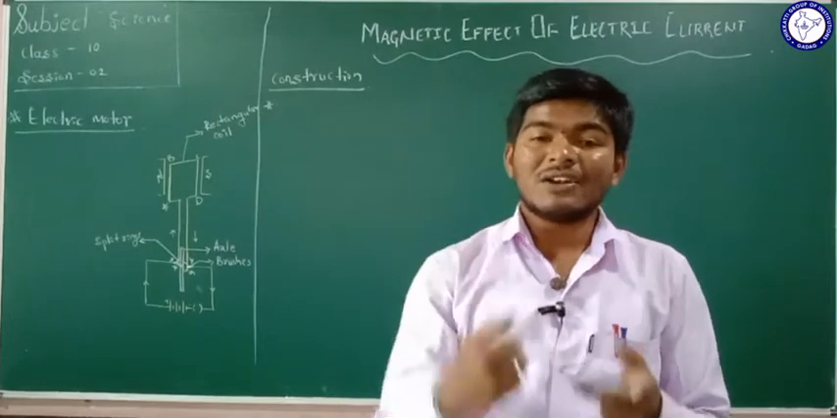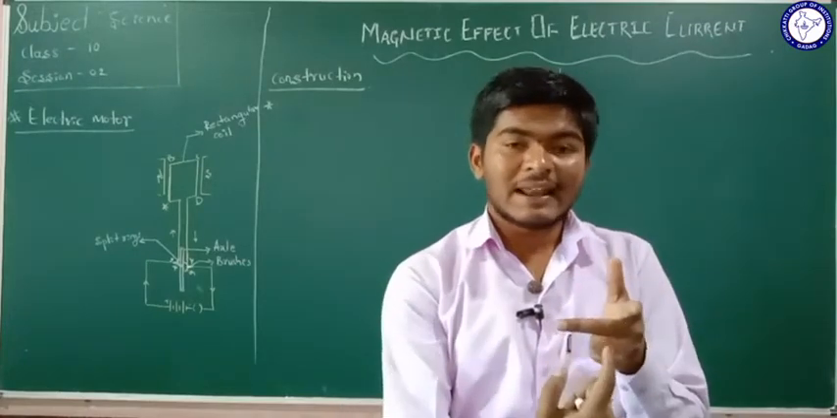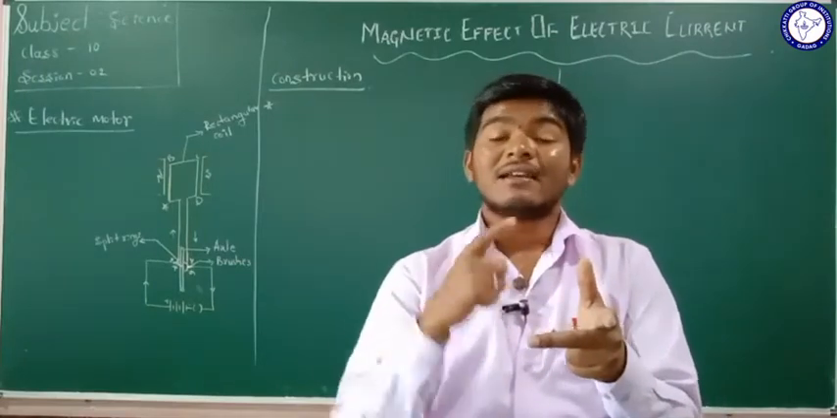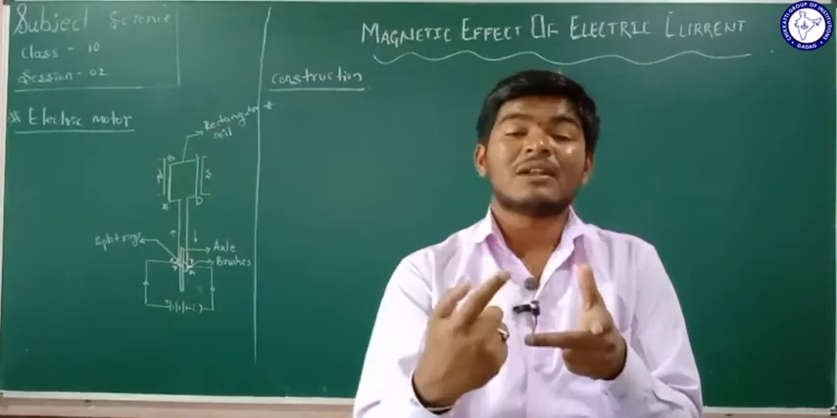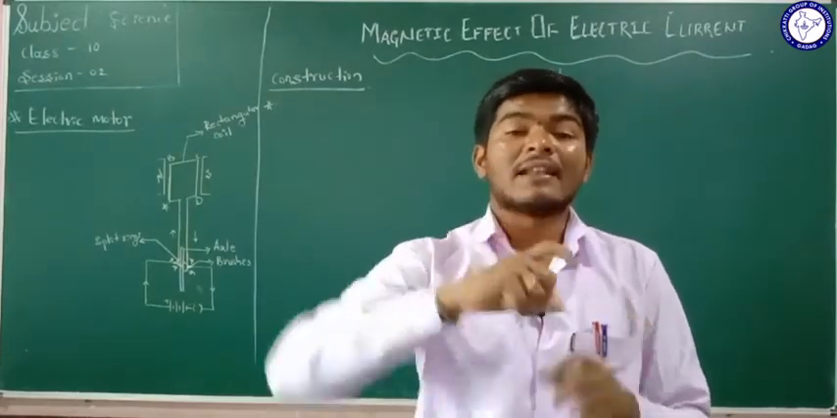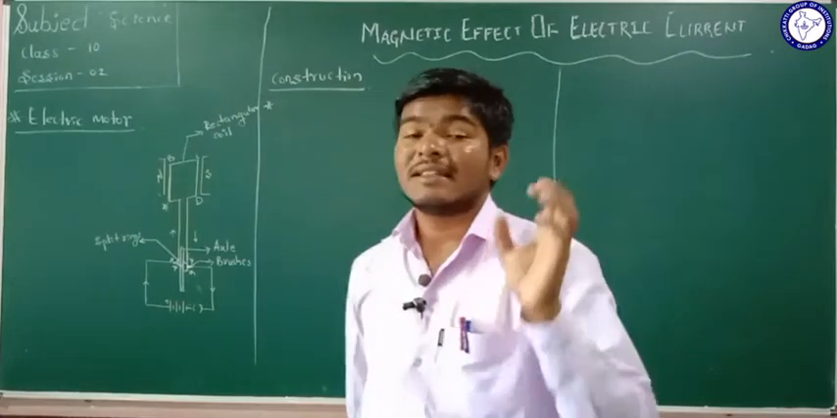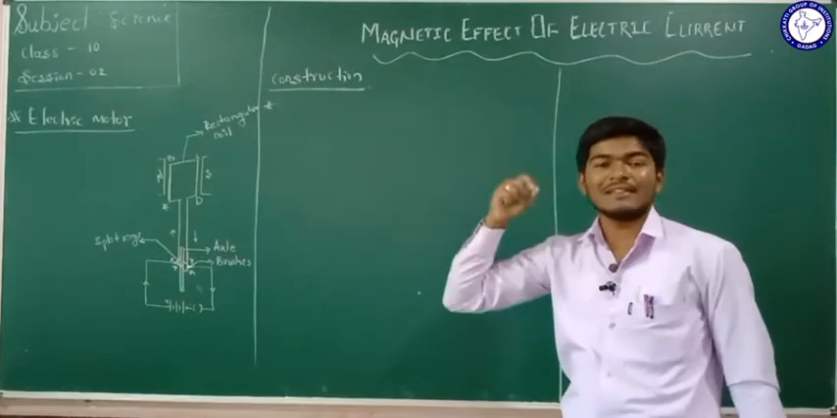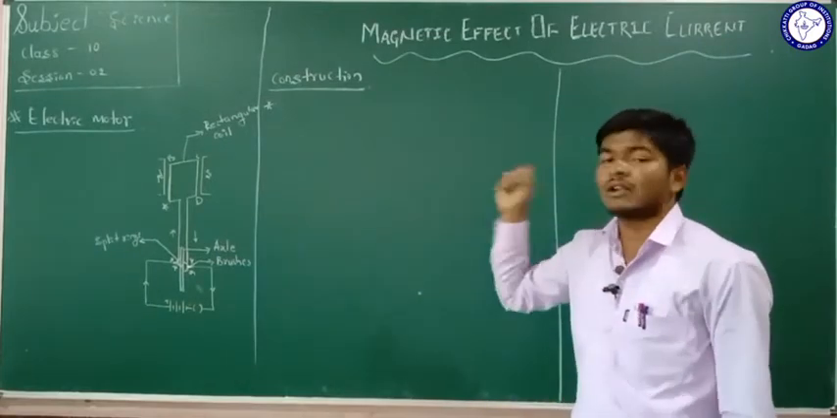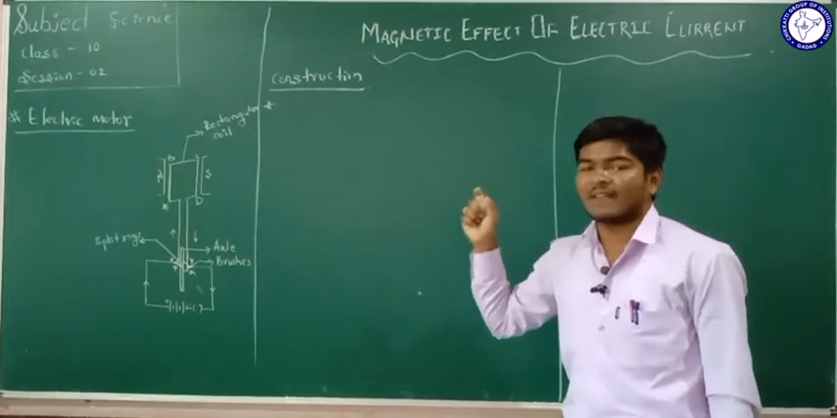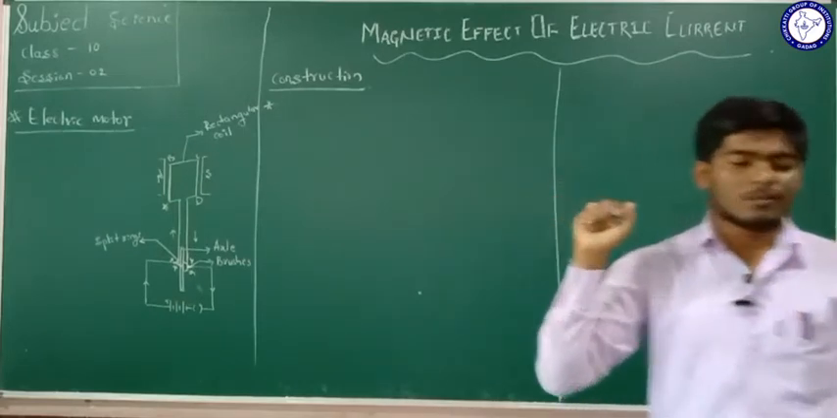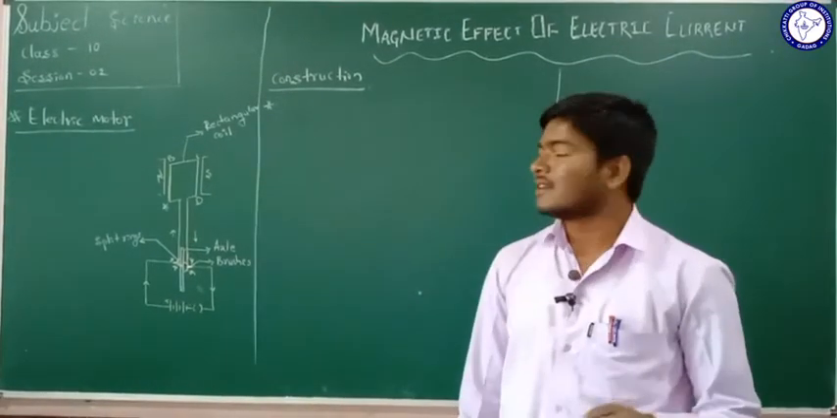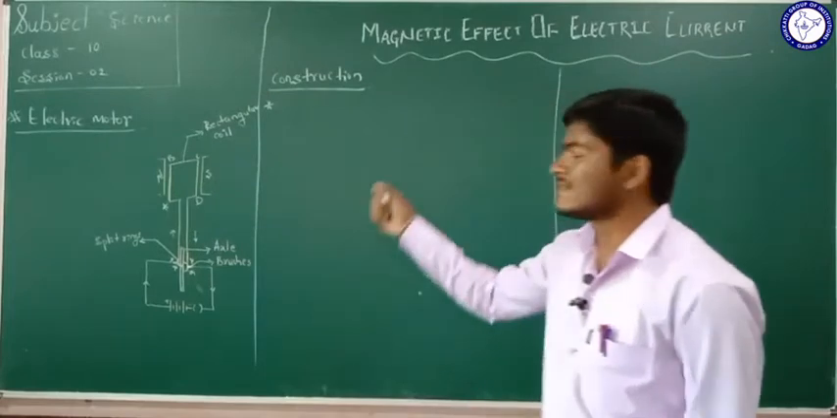So when the current flows through the circuit in this direction, and the magnetic field is perpendicular to the direction of the current, then the magnetic field will apply some force on that rod and it will move. Using that property, the electric motor is made. Fleming's left hand rule is also called the motor rule.